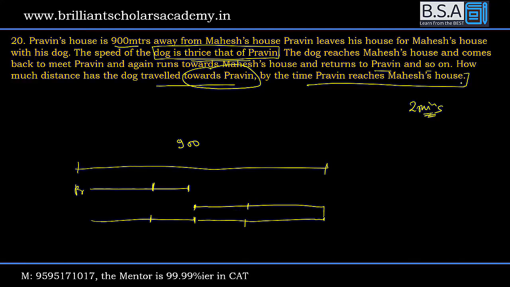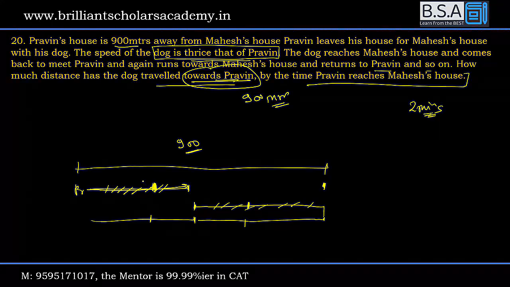Can I say the distance traveled by Praveen forward and the dog backward is same? The dog is traveling 1 unit, the Praveen person is also traveling 1 unit. Look at this. So this distance and this distance, the distance by dog towards Praveen is same. This tells me by the time Praveen reaches here, the dog will also have traveled 900 meters towards Praveen. See, right now, what is the distance traveled? Right now, it is 450 meters, 450 meters.